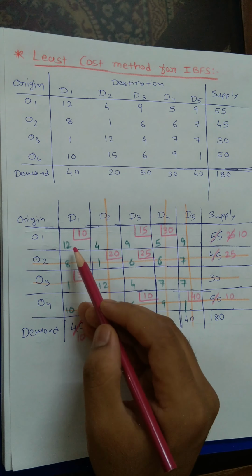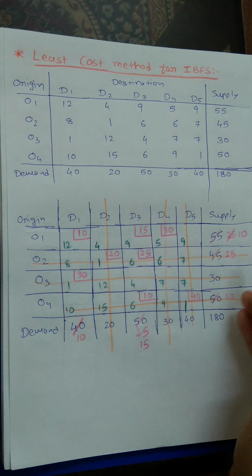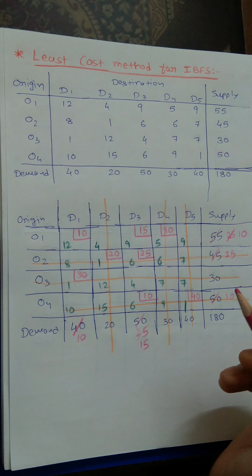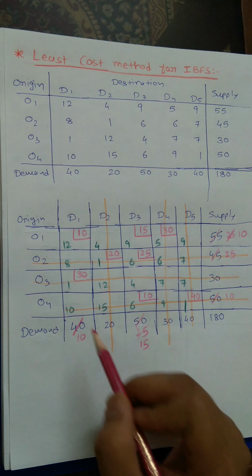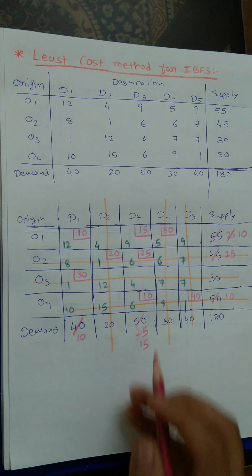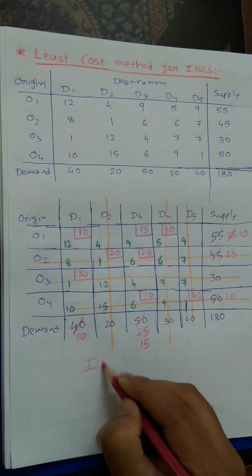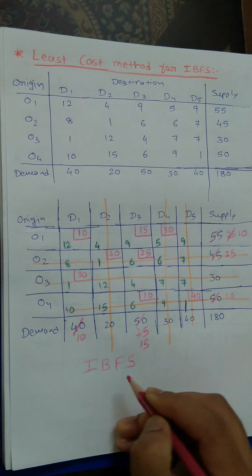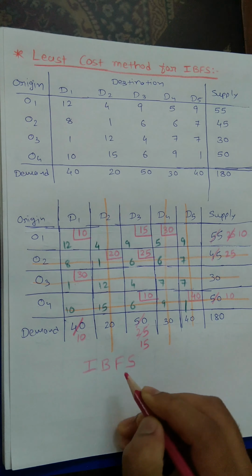So this is the procedure of the least cost method. We have started with the least cost and then we proceed to the next higher cost. So this is the initial basic feasible solution by the least cost method. First we discussed the northwest corner method. In this video we have discussed the least cost method.